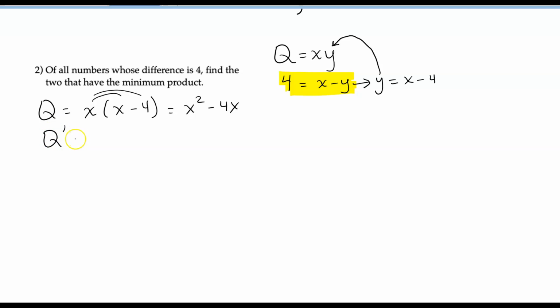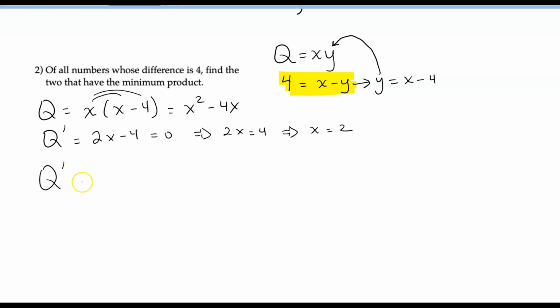And remember, once we find the critical values, we want to be able to go from negative to positive if it's a minimum. So we take the derivative, 2x minus 4. And we're going to set that equal to 0. And once we do that, we get 2x equals 4. And then finally, we can say x equals 2 is our critical value.